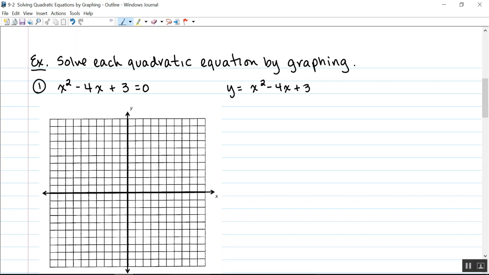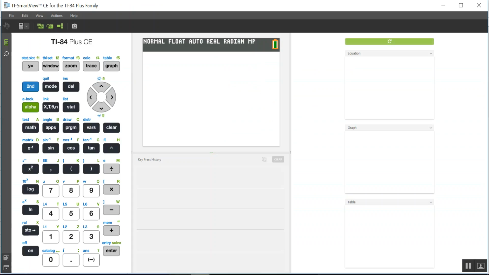Actually, before we do that, why don't we try to figure out what the vertex is going to be? Or at least the x of the vertex. So remember, x is equal to negative b over 2a, so negative negative 4 over 2 times 1, or 4 over 2, or 2. So that's going to help us when we go ahead and make a table. So the x of my vertex is going to be 2. So let's go ahead and pull up the graphing calculator.